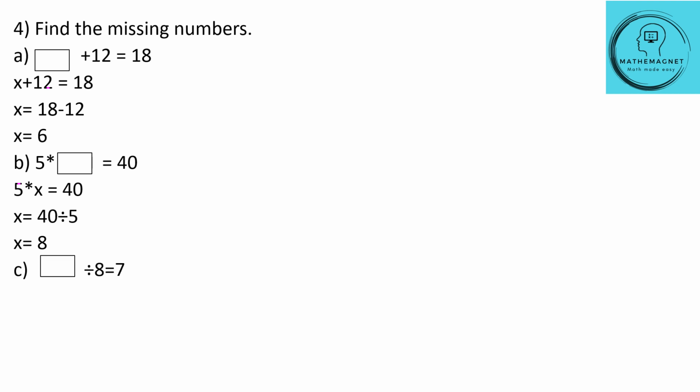Question C. Blank divided by 8 equals 7, which can be written as x divided by 8 equals 7. Again, division when it goes to the other side of the equation becomes multiplication. So x is equal to 7 into 8, which is equal to 56. So the unknown number is 56.